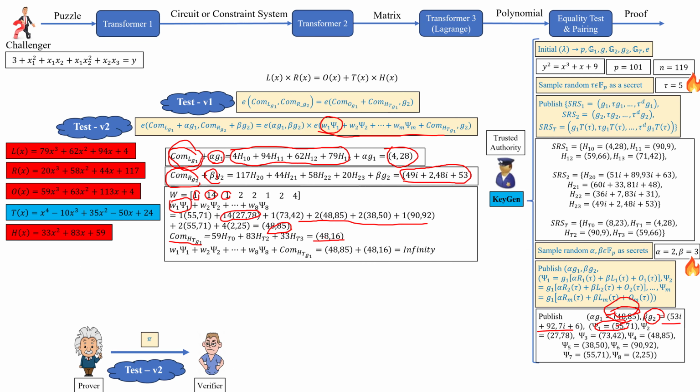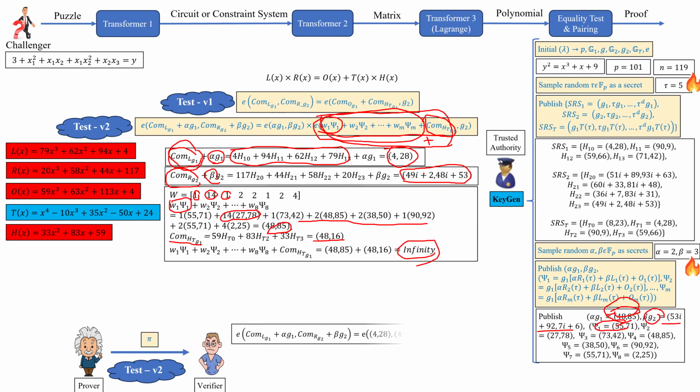So 48 and 85 is this part, right? So this part is also computed by the prover. The other part, commit of t, is 48 and 16. Now we need to add these two parts to each other. Again, you can use the point addition from our website, and you will see that the addition of these two points equals infinity, right? So this whole part equals infinity.